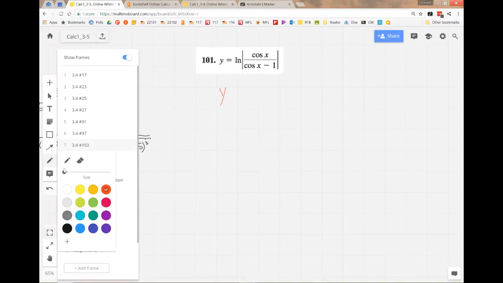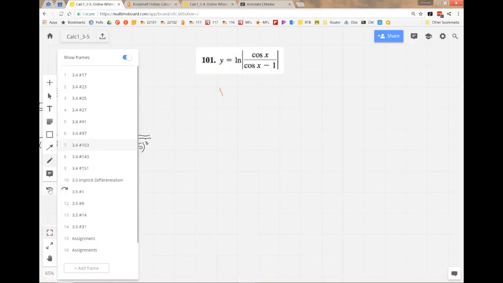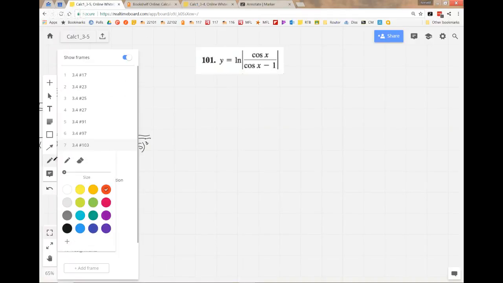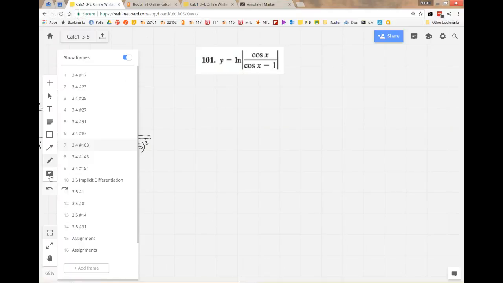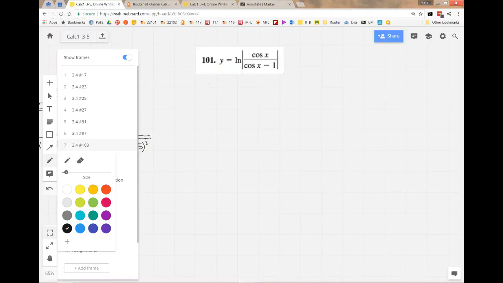Let me change colors here, and let's make that a little bit thicker. All right, so y prime equals, flip it upside down. All right, so we've done that. But there's a chain rule, and the chain rule this time involves that quotient. So now we've got to follow that with the quotient rule.